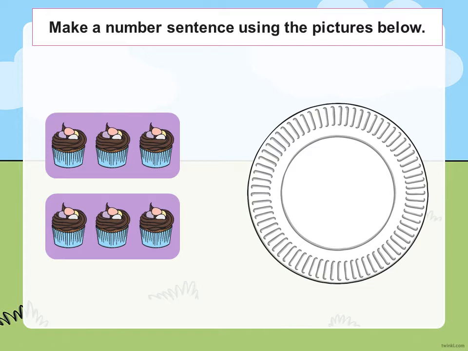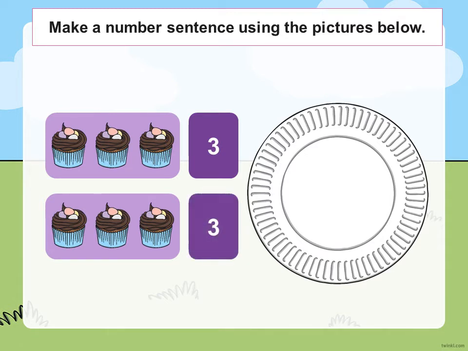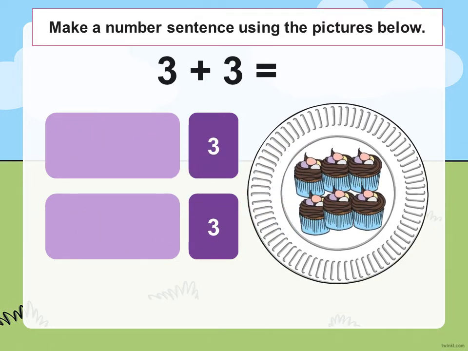How many cupcakes are there on the first set? How many cupcakes are there on the second set? Now, let us write the number sentence. It's 3 plus 3 equals... Let us count the number of cupcakes in all. The correct answer is 6. Very good.